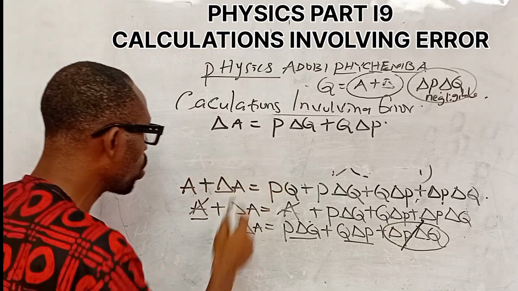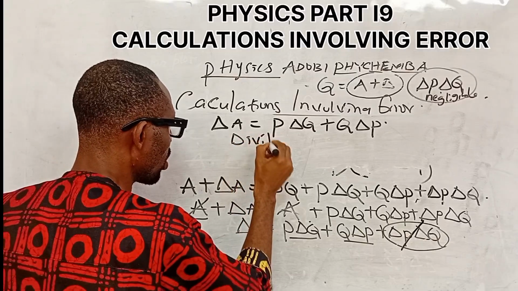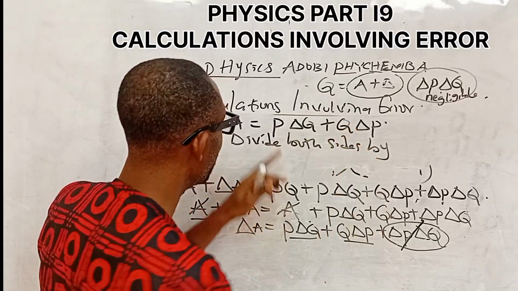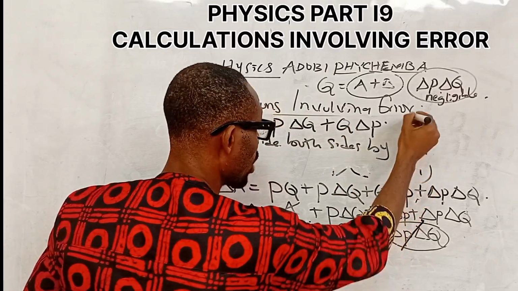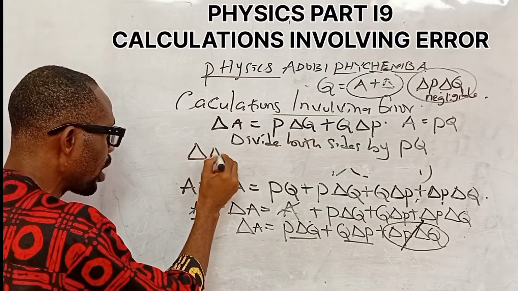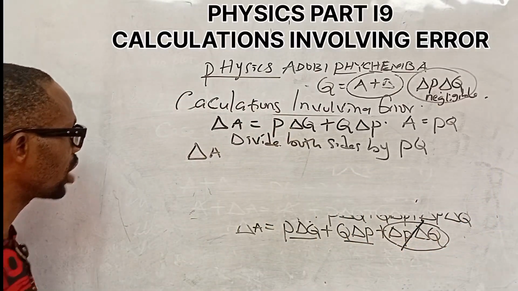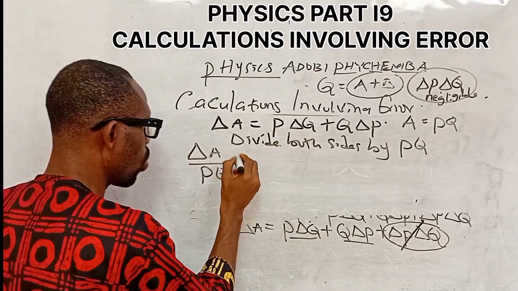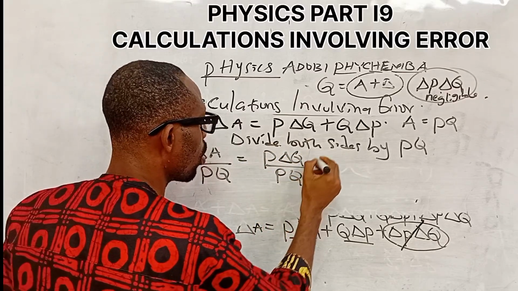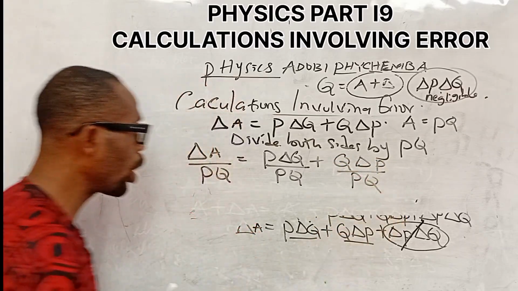Let's say we divide both sides by PQ. Are you with me? We said A equals PQ, so divide both sides by PQ. What do you have? Change in A over PQ will be equal to P change in Q over PQ plus Q change in P over PQ. So what do we have here now?